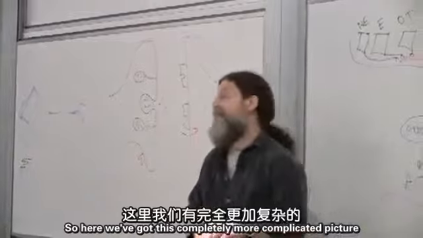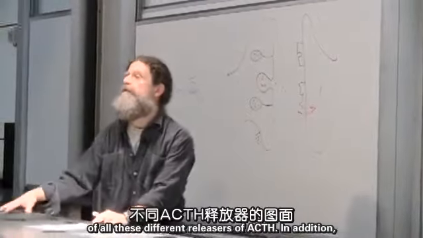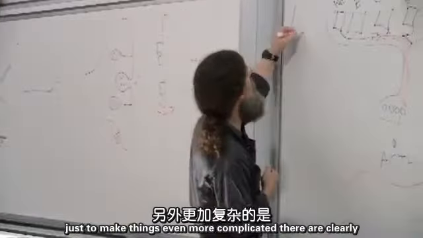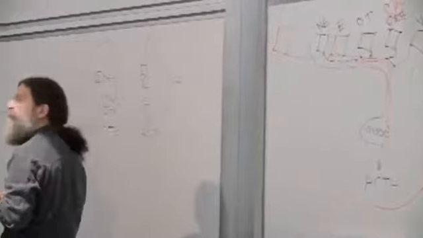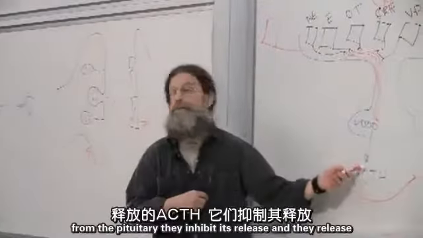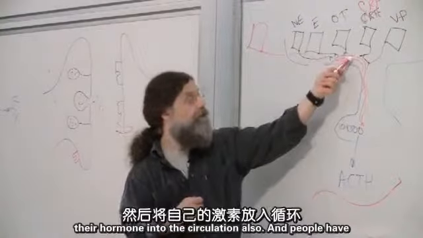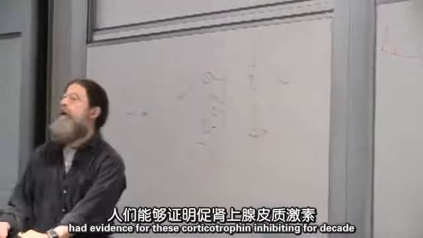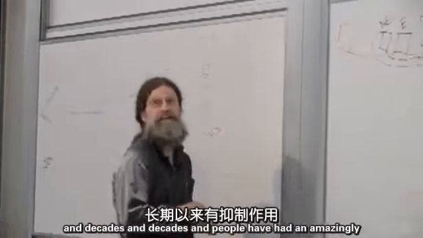So here we've got this completely more complicated picture of all these different releasers of ACTH. In addition, just to make things even more complicated, there are clearly hormones coming in there which, instead of releasing ACTH from the pituitary, inhibit its release. And they release their hormone into the circulation also. And people have had evidence for these corticotropin inhibiting factors for decades and decades and decades.